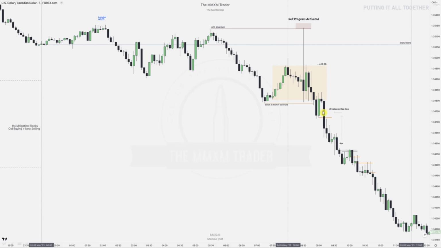Now we have a breakaway gap. So why do we have a breakaway gap? Think about that new PD array, that redelivered rebalanced PD array. So we have a BPR down here, again, because down, up, and then the next candle goes down. So we have a balanced price range up here. So this fair value gap should never get tagged anymore until we reach that external range liquidity, right?